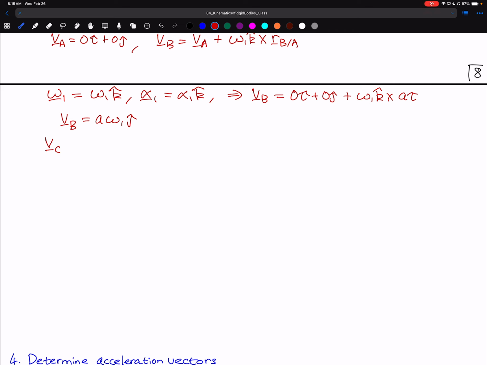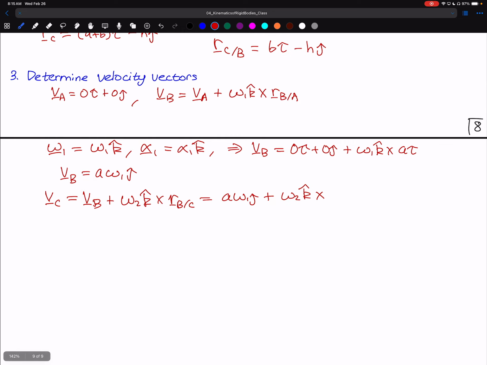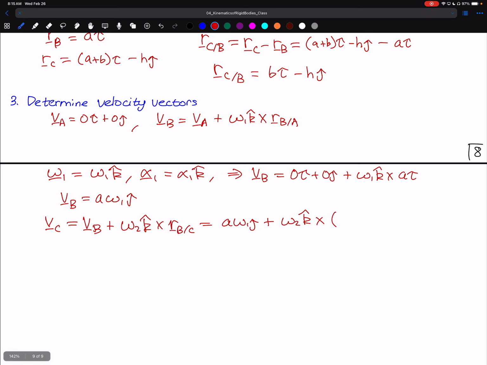With that being said, we're now going to solve for the velocity at point C. And so we'll write this out using B as our reference point. So velocity at point C will be equal to VB plus omega 2 k hat crossed with R B slash C. You can now write this out. We'll get A omega 1 j plus omega 2 k hat crossed with vector B i minus H j.